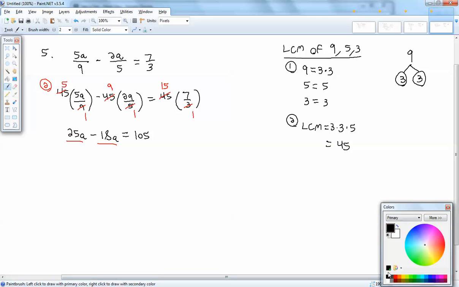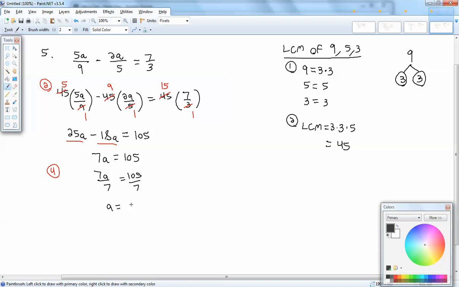We'll combine those like terms. At any step, combine together like terms. So that gives us 25a minus 18a gives us 7a equals 105. Okay, step 3. Get everything with an a on one side, numbers on the other side. That's done. Step 4. Divide both sides by the number in front of your a. So we're going to divide both sides by 7.